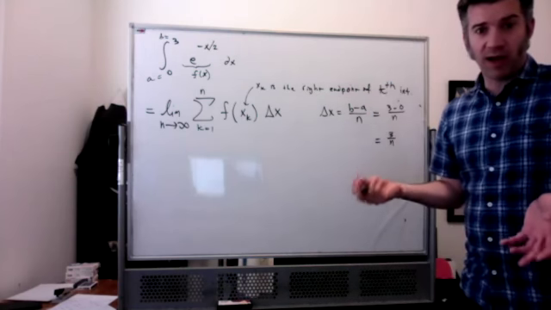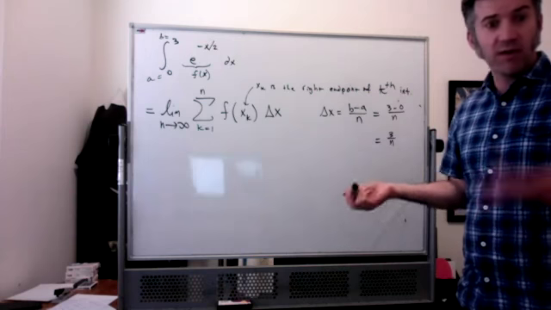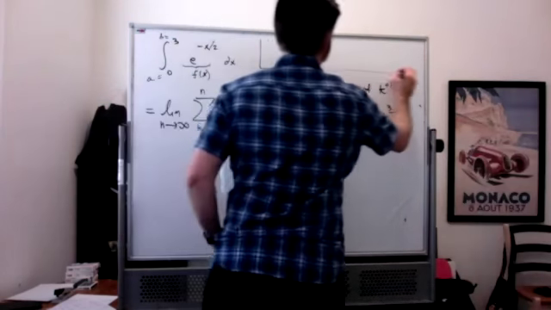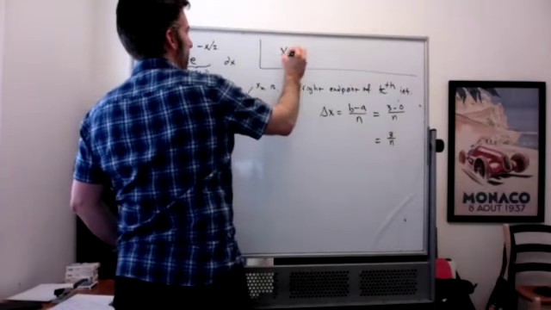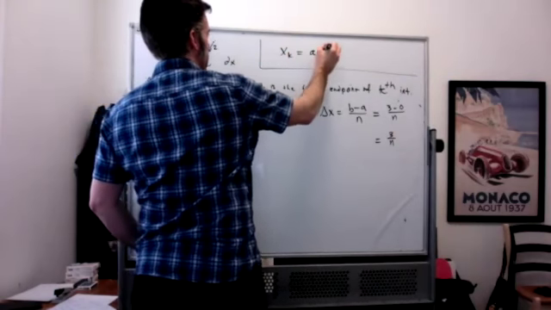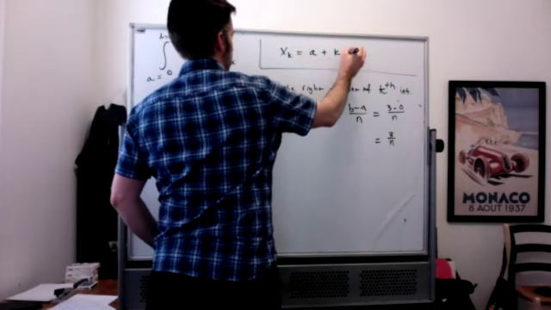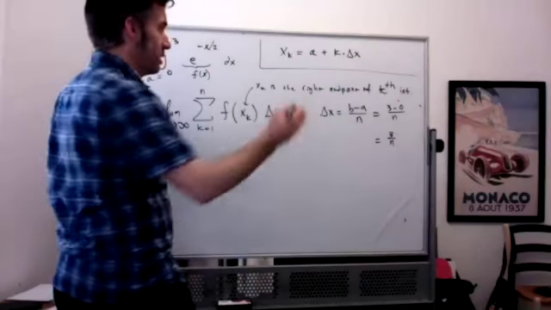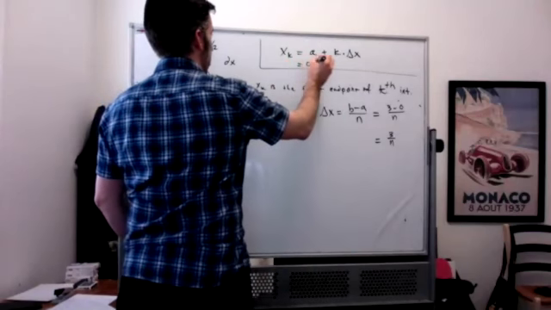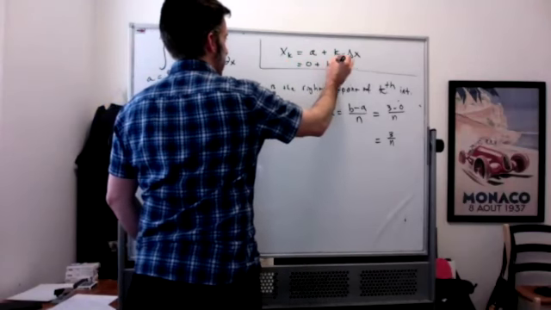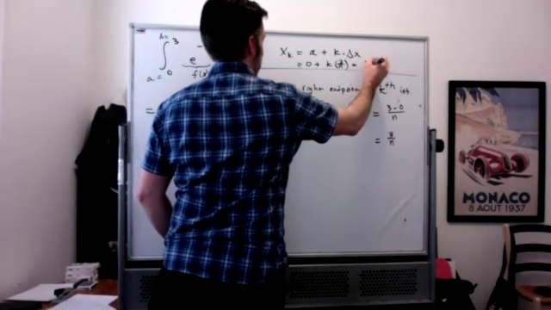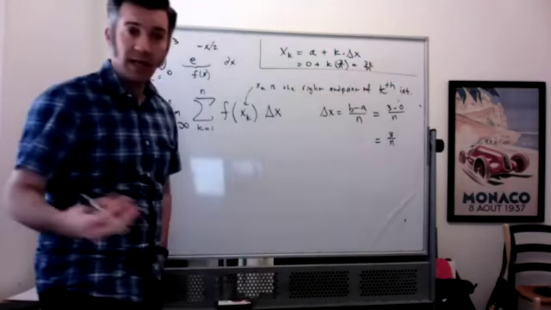It might help to write out the number line to see what x sub k is. There is a formula for x sub k, if you can remember it. x sub k is just a plus k times delta x, which in this particular problem is 0 plus k times 3 over n, which is 3k over n. But you might not remember that.